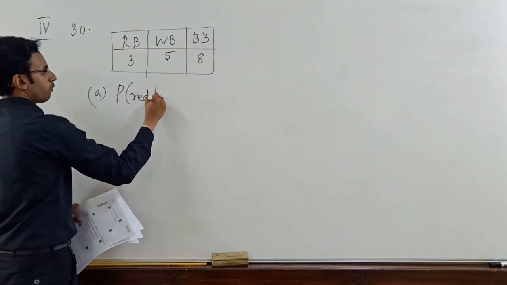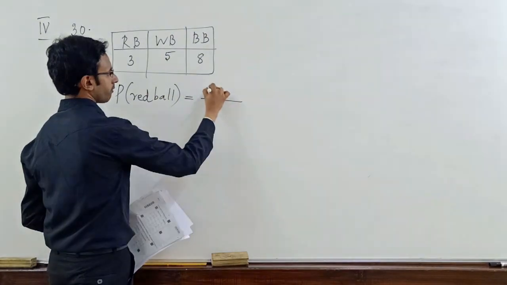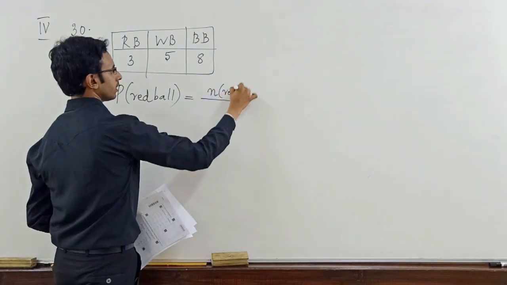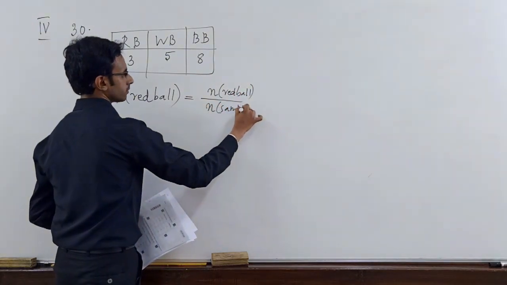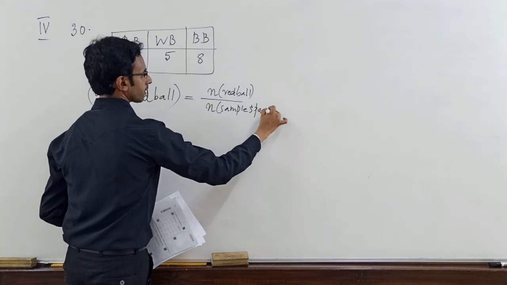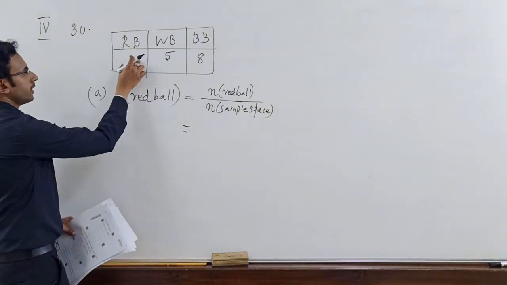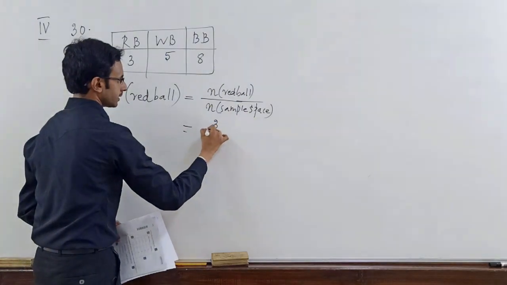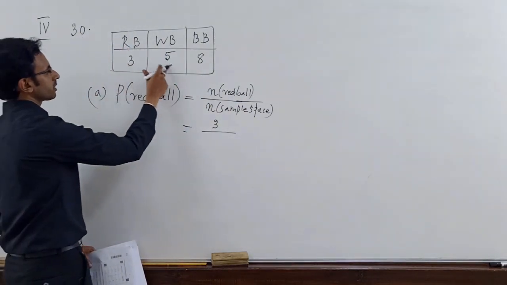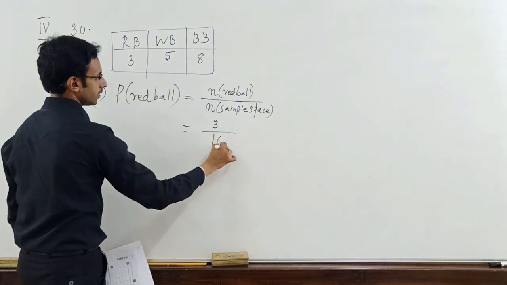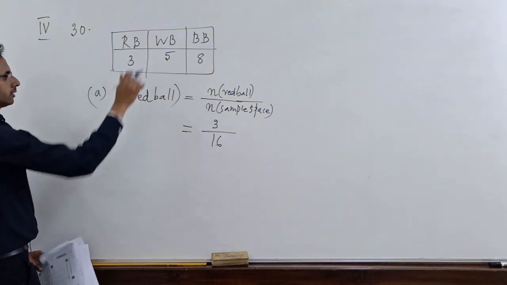Probability of a red ball. You all know the formula for probability is the number of favorable events divided by the number of sample space. So here, if you want to pick a red ball, there are 3 red balls, so we take the numerator as 3, but the sample space is the total value that is present. So 3 plus 5, 8, 8 plus 8, 16. So 3 by 16 is the probability of picking a red ball amongst these.